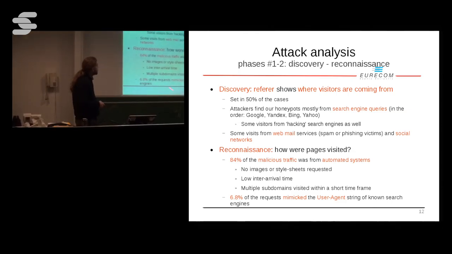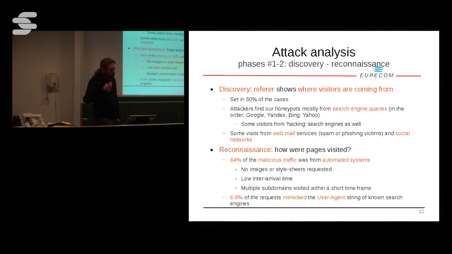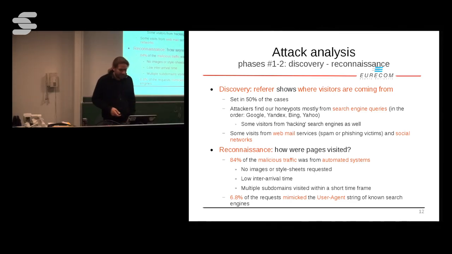Then we see that most of the traffic is from automated systems. We guess this is the case because there is no image or style sheet that is downloaded. It seems to be really an automated thing. And some of them are faking the user agent of known web crawlers. For example, if they say Googlebot, we see they come from an IP address that is not owned by Google. It's suspicious.